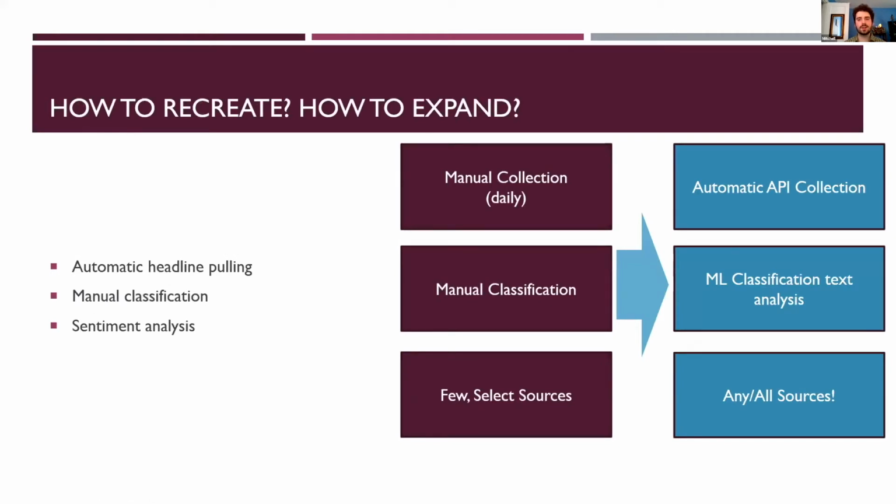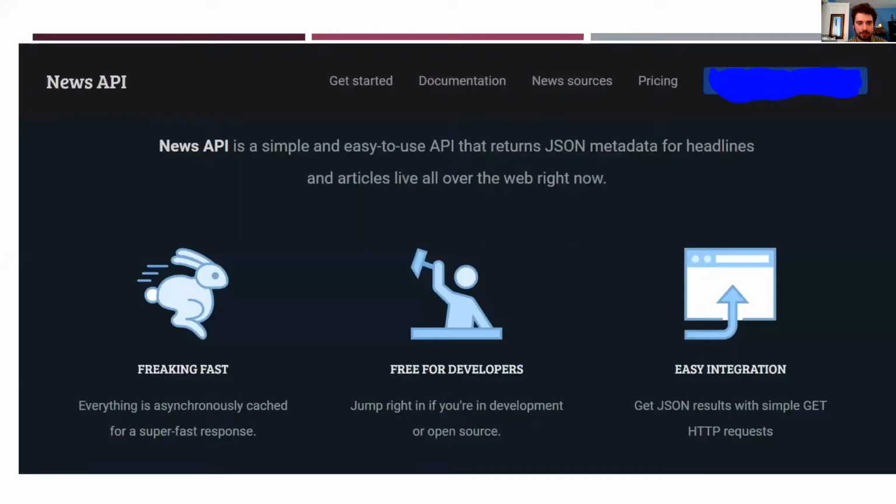Instead of collecting everything daily, what if it was automatically collected? Instead of classifying manually, what if I could get a machine learning system to do that myself? What if I could search for terms that I cared about? Instead of a few select sources from a couple places I have to visit all the time, what if it was just any source I wanted? These were the things that I set my goals for as I developed this project further.